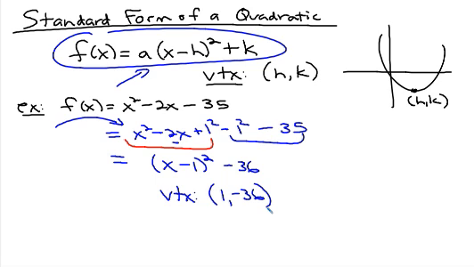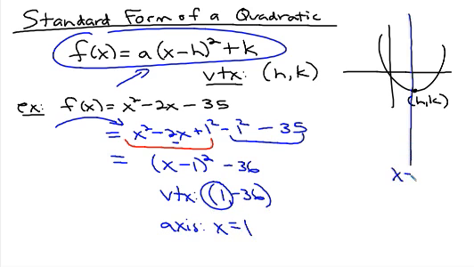There's also an axis of symmetry. The axis of symmetry for this one is just x equals the x coordinate of the vertex. Remember what the axis does: it splits the parabola up into two equal parts.